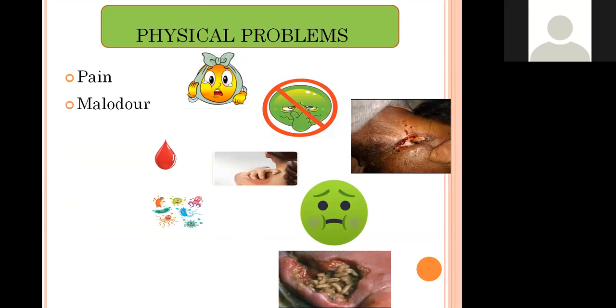Malodor: garbage, rotting flesh, or rotting meat, and cadavers were the words described by the patient and the family members when they were asked to describe the malodor from the malignant fungating wound. And this malodor causes gagging, vomiting, weight loss, social isolation, withdrawal among the individuals, leading to poor quality of life.